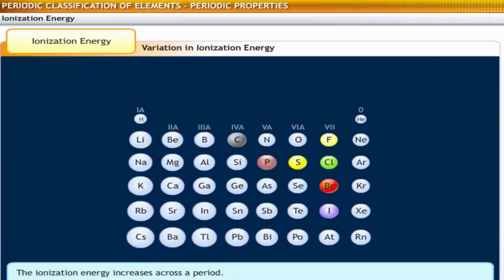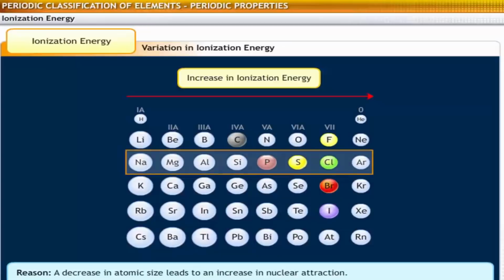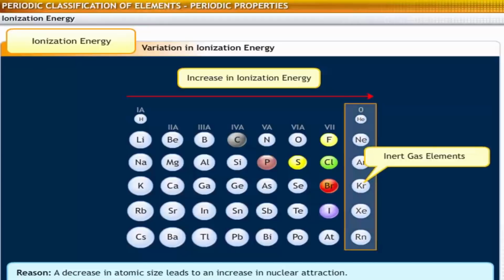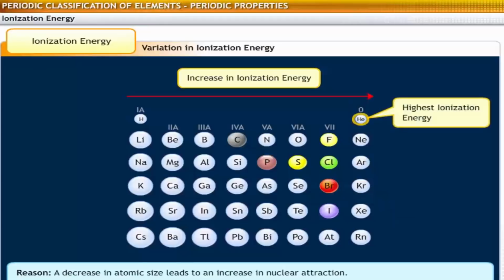Let's now review the variation in ionization energy. Ionization energy increases as we move across a period from left to right. This is because the decrease in atomic size results in an increase in the nuclear attraction, thereby increasing the ionization energy. This is why inert gases possess the highest ionization energy. Helium has the highest ionization energy in the periodic table.